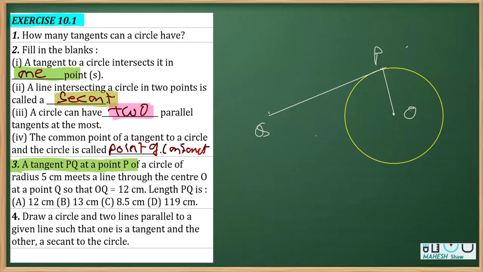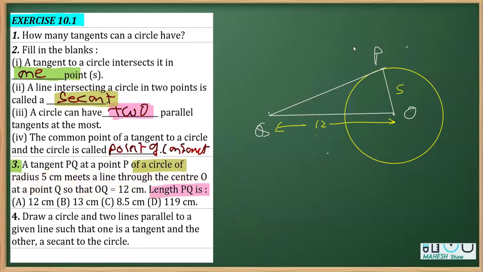Now further, as I read the question, the length of OQ is also given. So let me join OQ. If I join O with Q, I've joined it. And the length of this OQ is given how much? This is 12. This length is given 12. And the radius was given 5. Now, what we have to determine is the length of PQ.